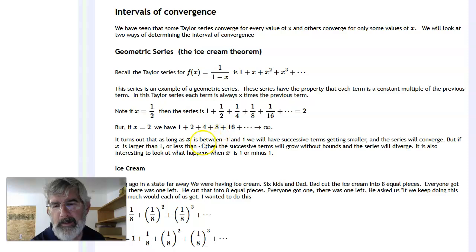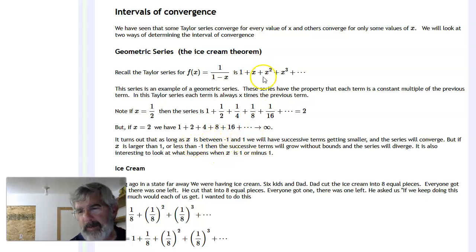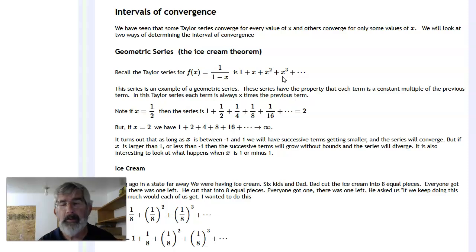Now it turns out that as long as x is between -1 and 1, so each time you're multiplying by a number that's less than 1, somewhere between -1 and +1, so absolute value-wise is less than 1, that means each term is going to be getting smaller, right?